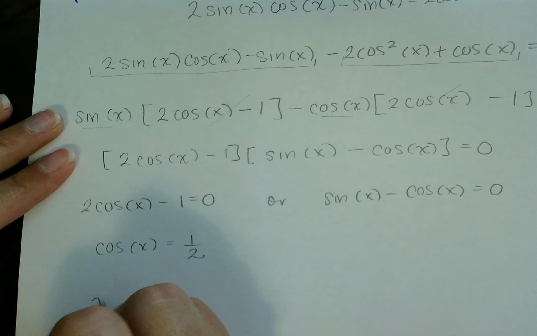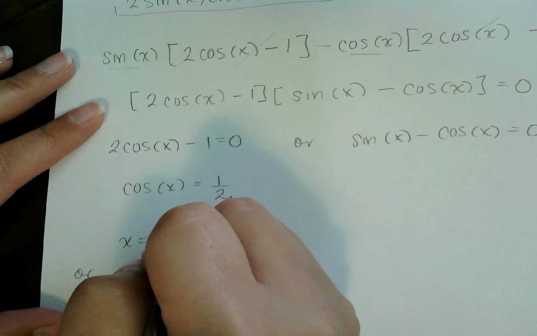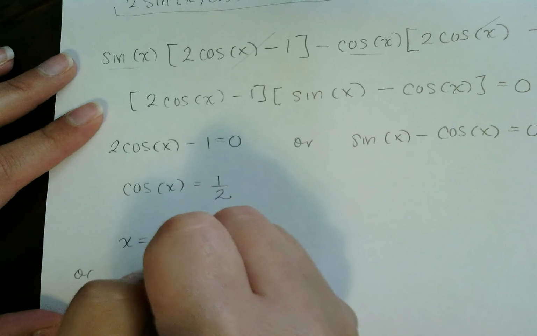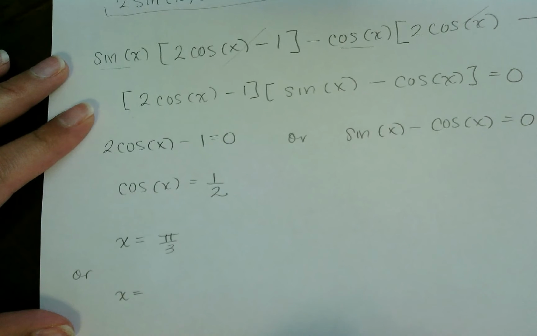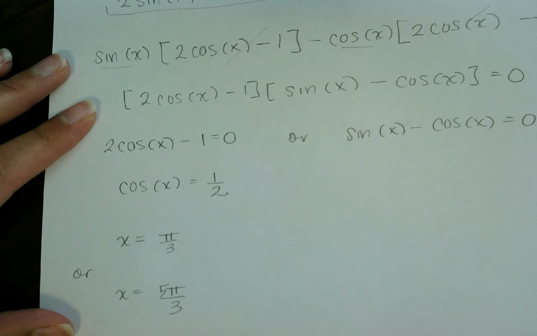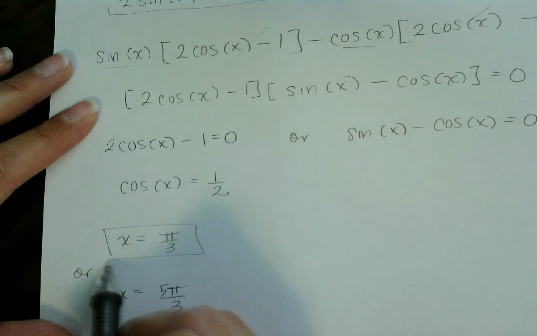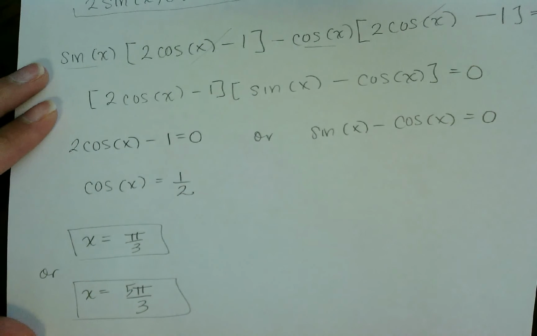Where does cosine equal 1/2? That would be, what was it? Pi over 3. And the other positive 1/2? 5 pi over 3? Yes. And this is primary, so just those two. And then we gotta solve the other one. Sine of x.